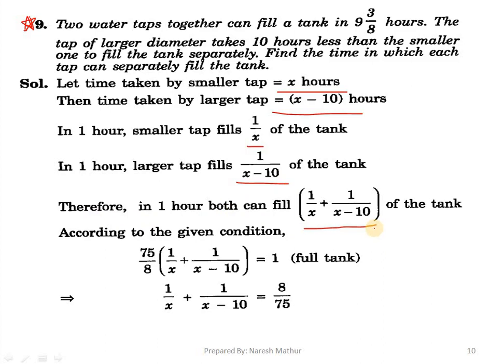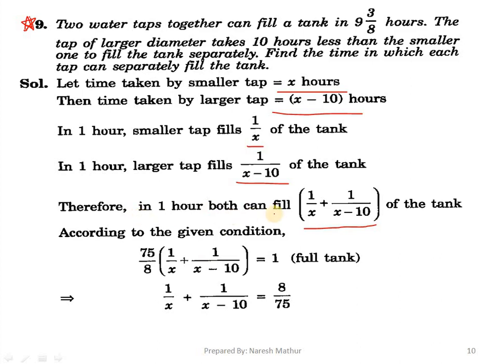Alright, this is the simple concept of the unitary method. If a man takes 4 days to complete a task, then he will do 1/4 part each day. Then he will be able to complete the task in 4 days. So this is the basic concept of the unitary method.